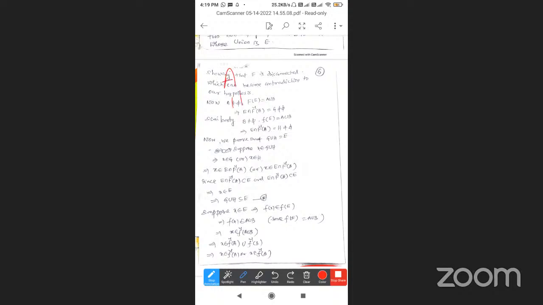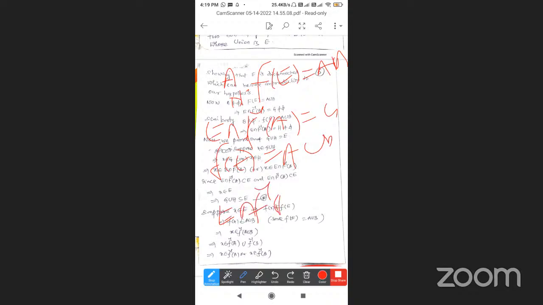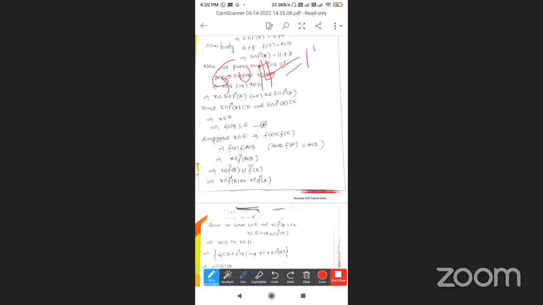A is a non-empty set, so f(E) is equal to A ∪ B. So E ∩ f⁻¹(A) is equal to G, a non-empty set. Similarly, B is also non-empty, so E ∩ f⁻¹(B) is equal to H, which is also non-empty. So we prove that G ∪ H is equal to E.